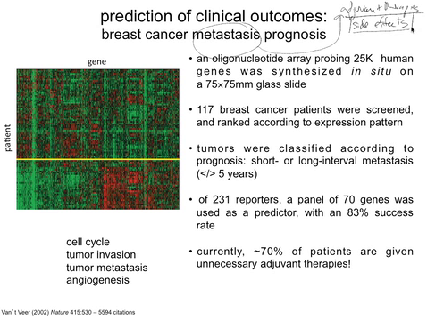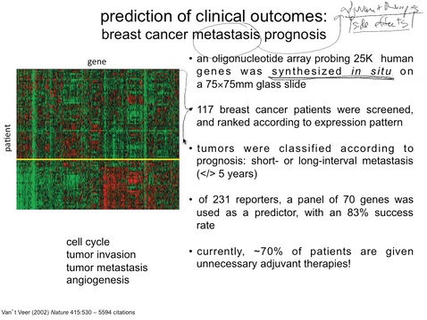We have an oligonucleotide array probing some 25,000 human genes synthesized in situ. So there's our connection to the methods portion of this. As opposed to being inkjet printed on the slide, these are synthesized one nucleotide at a time in situ on the slide.